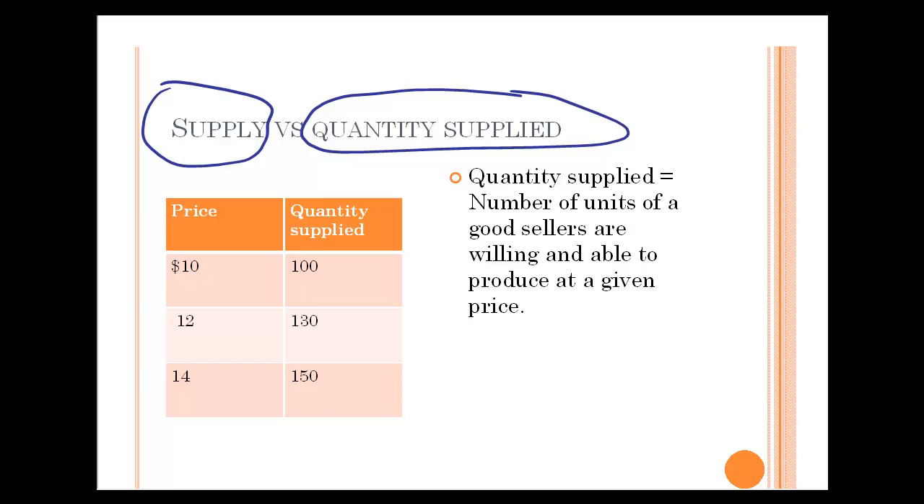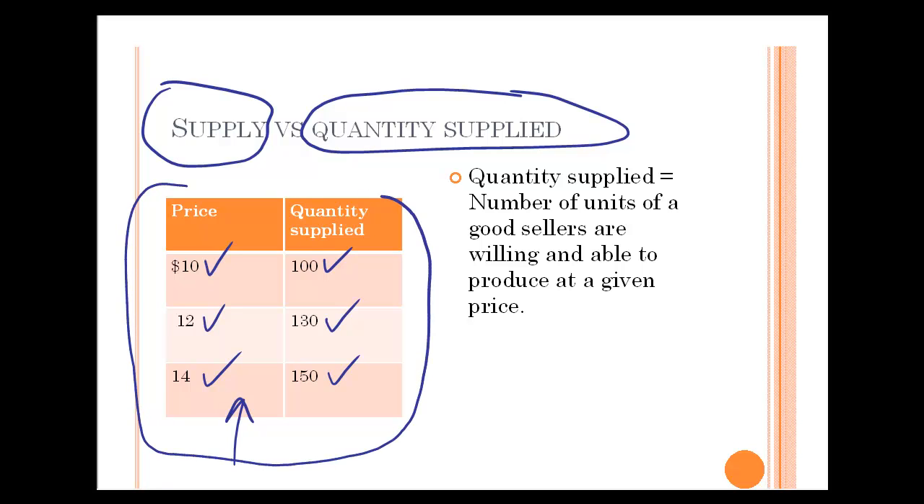If you go back to our earlier definition of supply, it talked about the willingness and ability to produce and offer to sell different quantities at different prices. Well, what you see in this supply schedule in front of you is different prices, $10, $12, $14, and different quantities, 100, 130, 150. This whole thing that I'm circling now is what we mean by supply. We're talking about different quantities being produced and offered for sale at different prices. Emphasis plural.